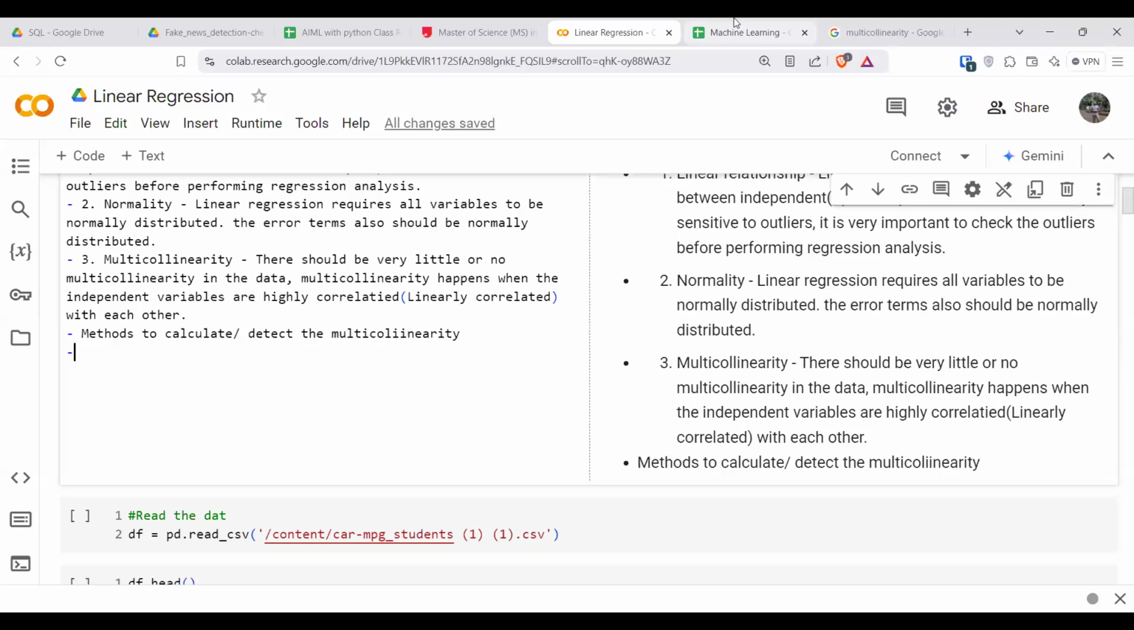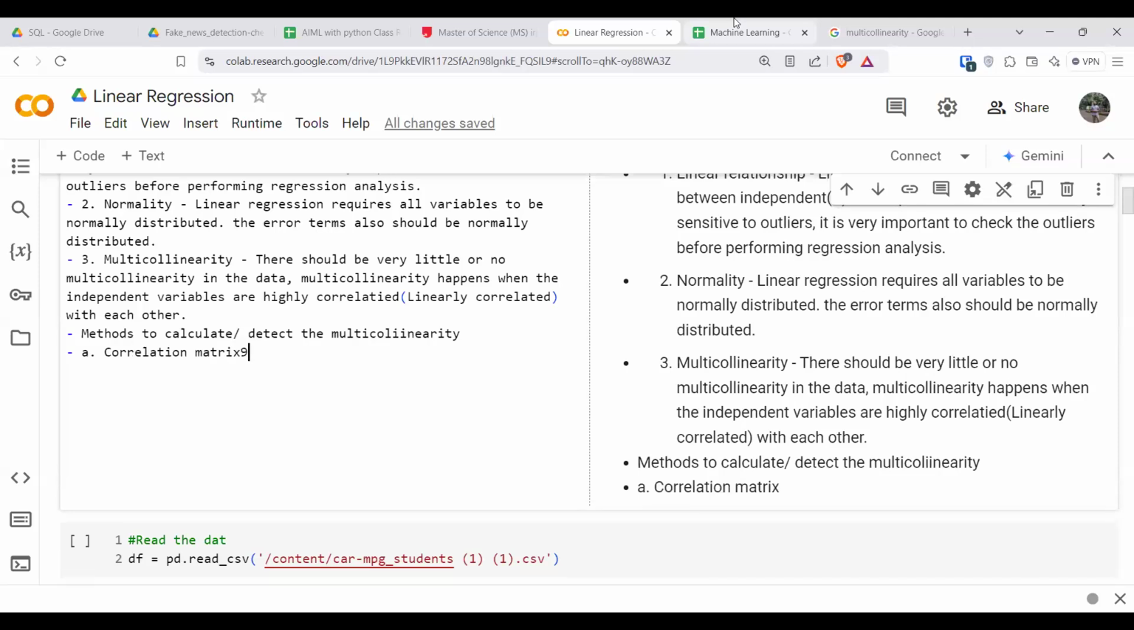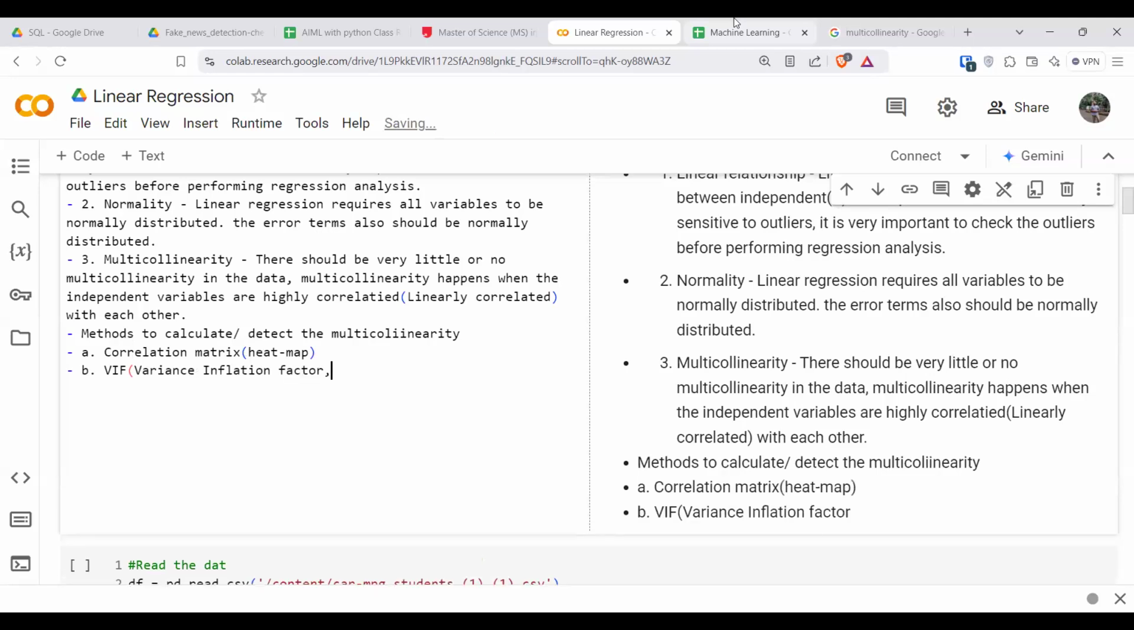First, you have to plot a correlation matrix or heat map, which we have seen in our data visualization session, right? Then we have VIF with us, which is known as variance inflation factor, which detects the multicollinearity.